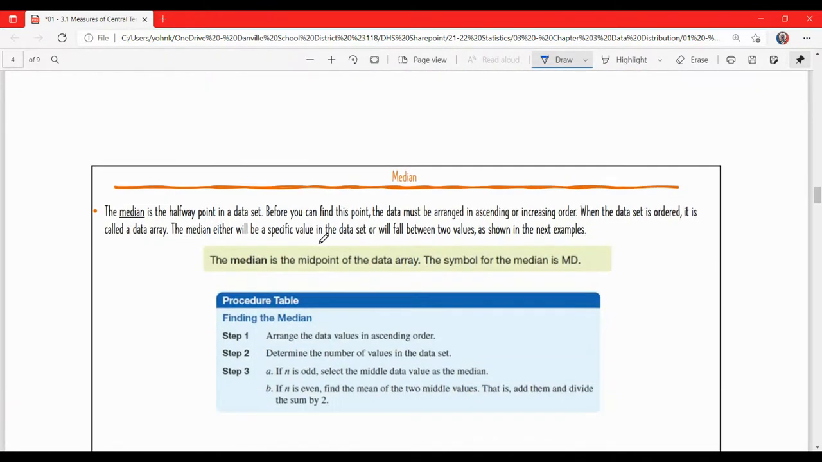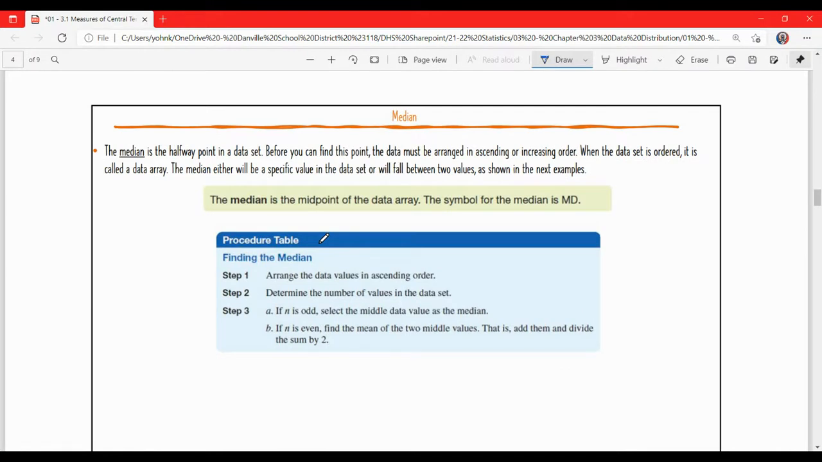Let's move on to the second measure of central tendency. It's called the median. The median is the halfway point in a data set. But before you can find this point, you need to make sure that you arrange the data in ascending or increasing order. It could be in decreasing order too. The point is it has to be in some kind of numerical order. When the data set is ordered, it's called a data array.